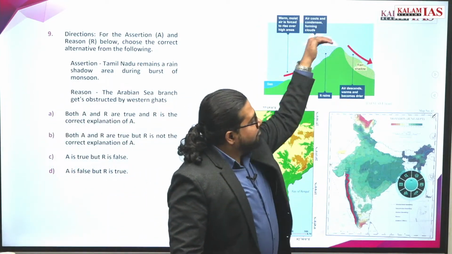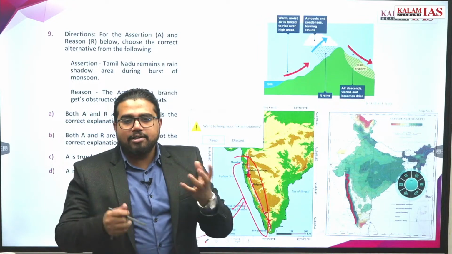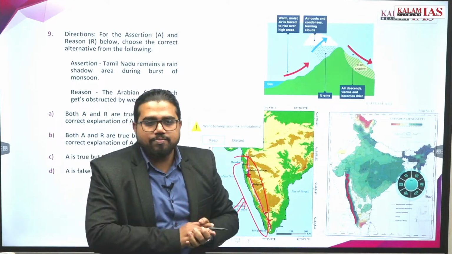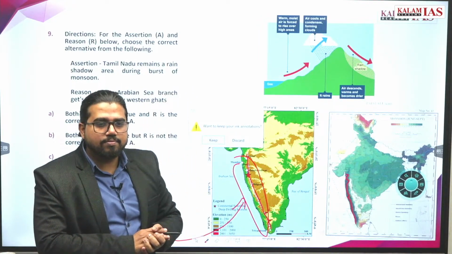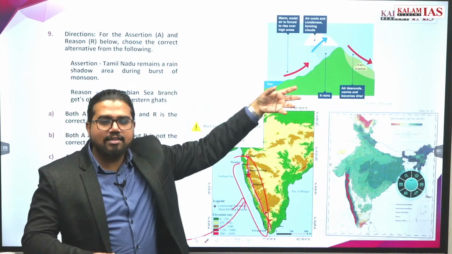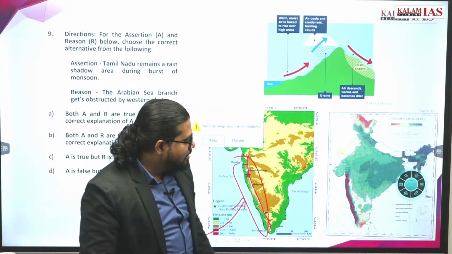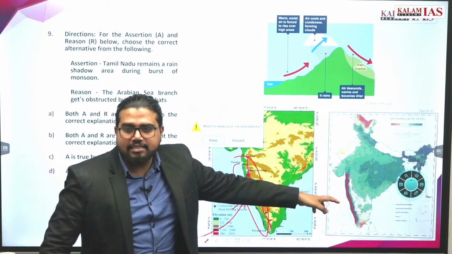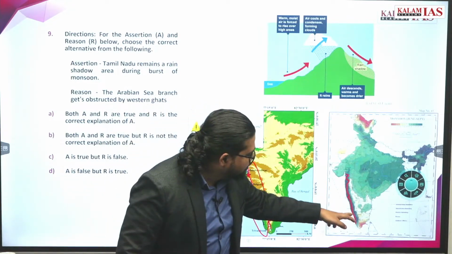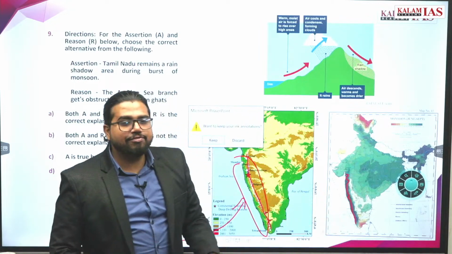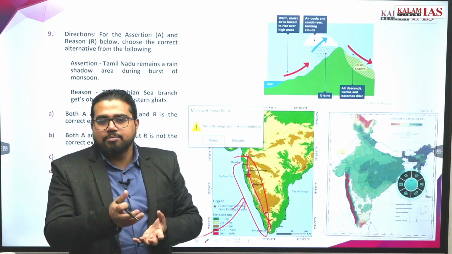Winds going after this rain will be very dry. They cannot contain enough moisture. Moisture is all lost here, so there is not enough capacity to create rain. And what else? There is some area where some rain still occurs. That is due to some passes. Wind going through those passes will have some rain.